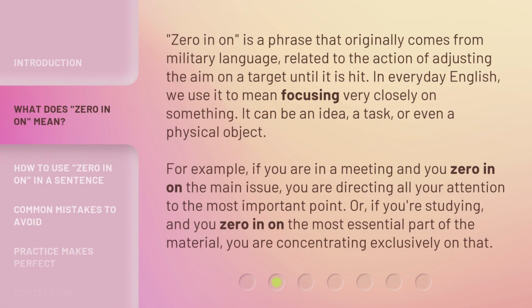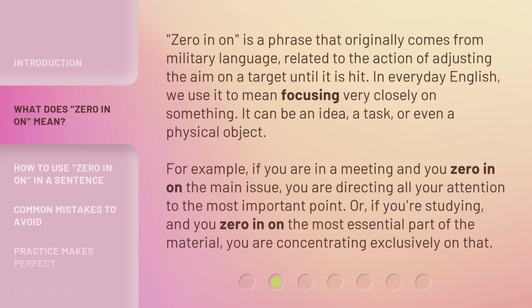Zero in on is a phrase that originally comes from military language, related to the action of adjusting the aim on a target until it is hit. In everyday English, we use it to mean focusing very closely on something. It can be an idea, a task, or even a physical object.